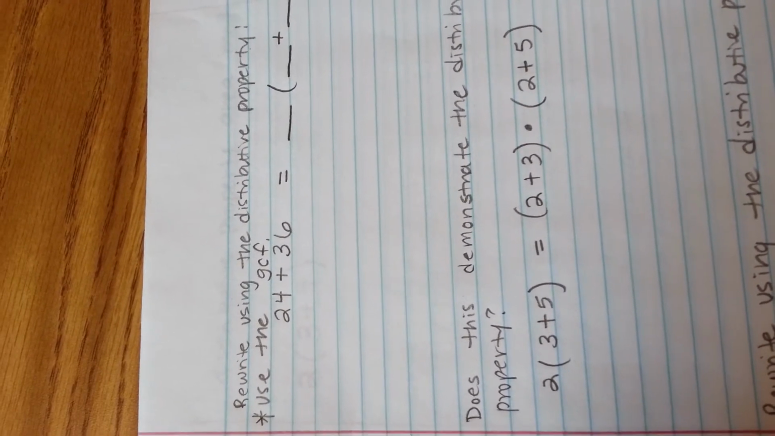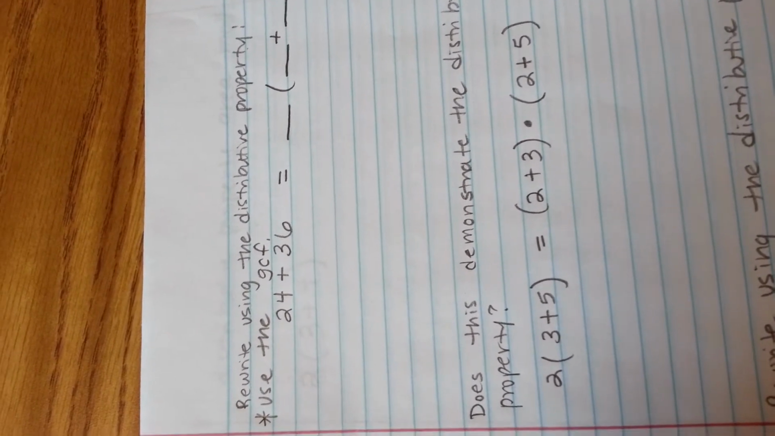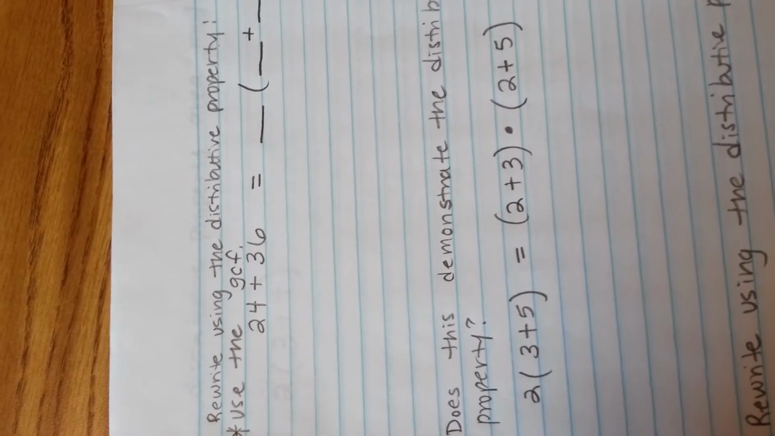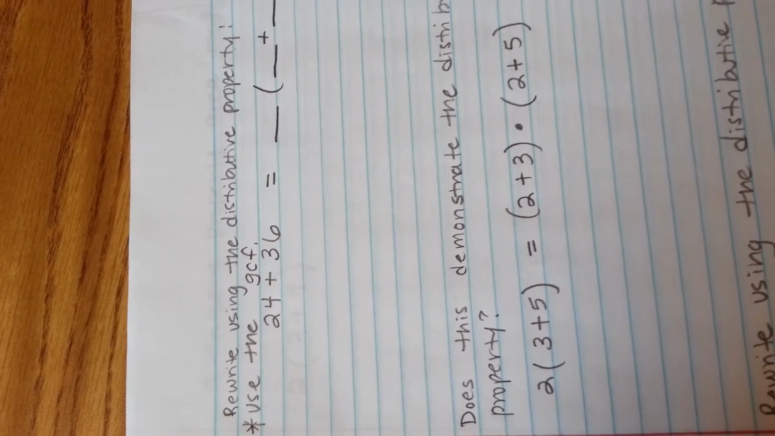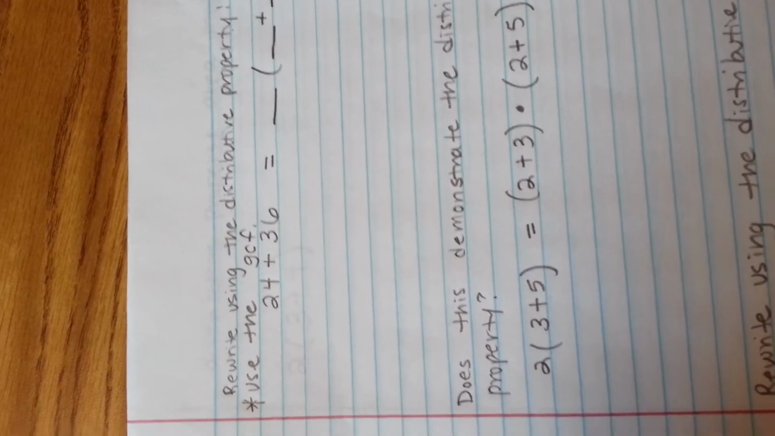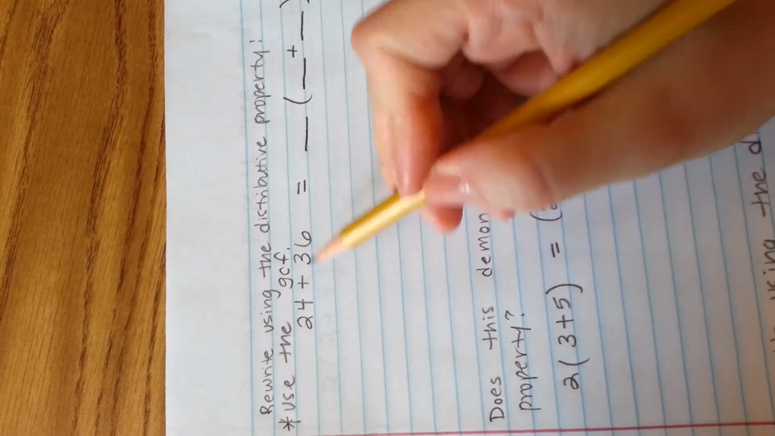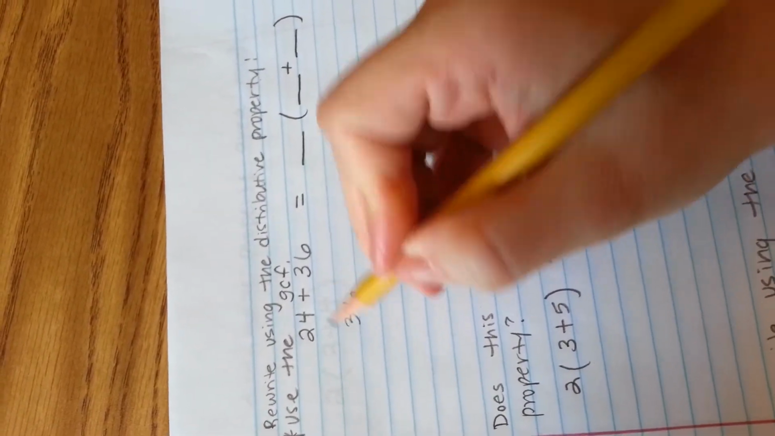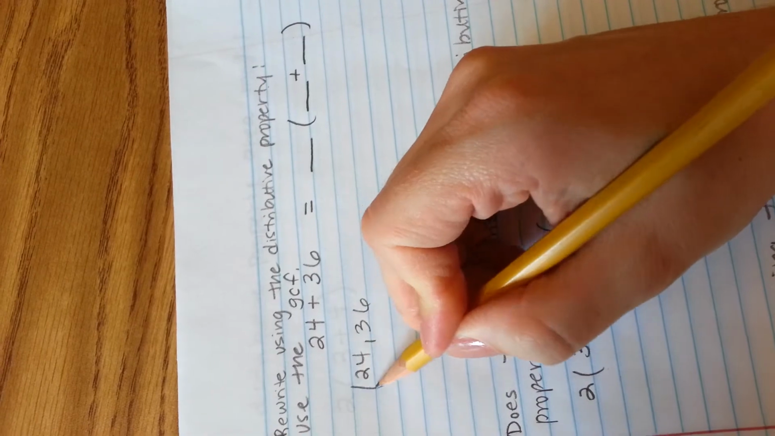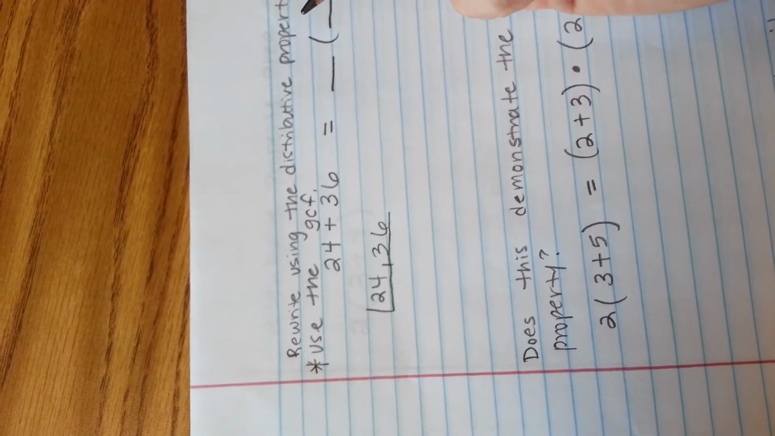Today we're going to focus on the distributive property. Now, if you have a question like "rewrite using the distributive property," and they ask you to specifically use the GCF, what you're going to start with is you're going to use your 24 and your 36 in your bobsled, and you're going to look for that greatest common factor.